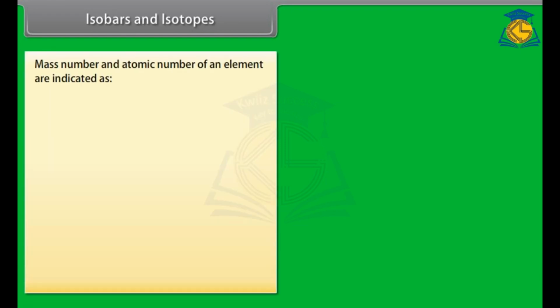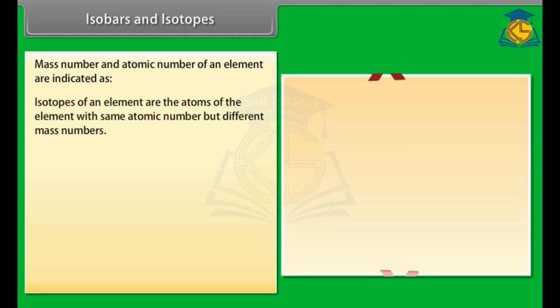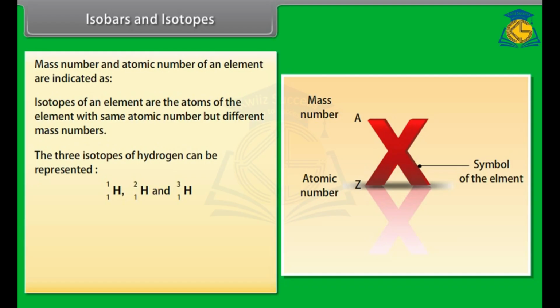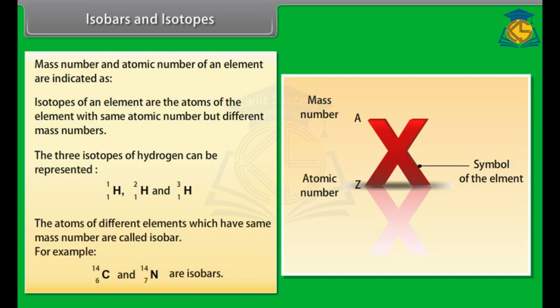Isobars and isotopes. Mass number and atomic number of an element are indicated. Isotopes of an element are the atoms of the element with same atomic number but different mass numbers. The three isotopes of hydrogen can be represented. The atoms of different elements which have same mass number are called isobars.